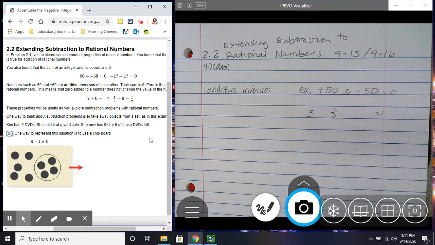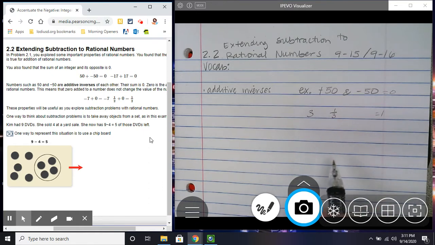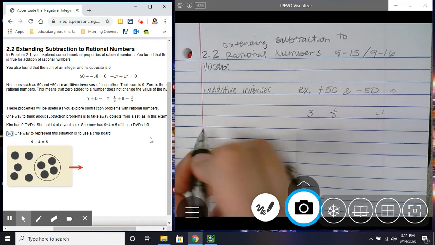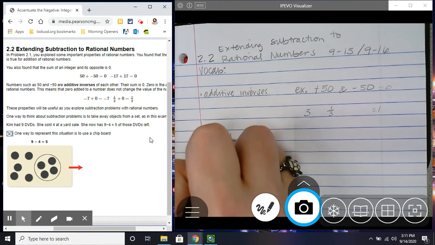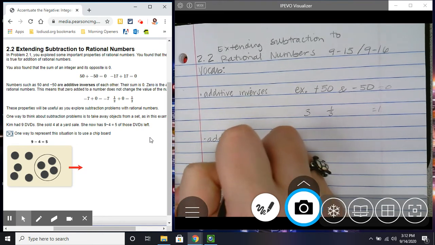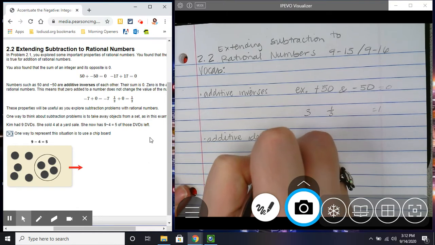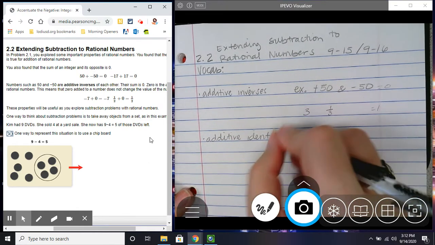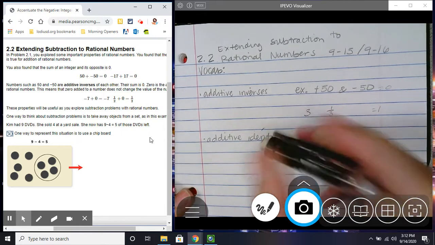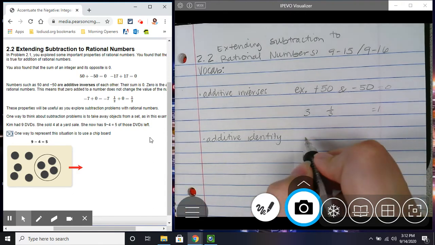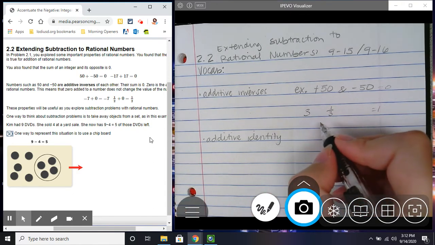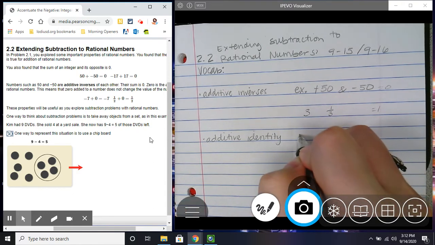Anyways, so that's the first part. We've kind of covered that before. And then the next one is additive identity. Additive identity. And that would be 0.